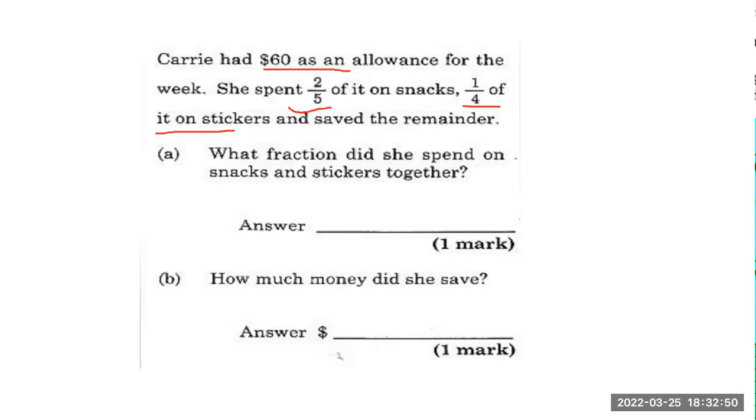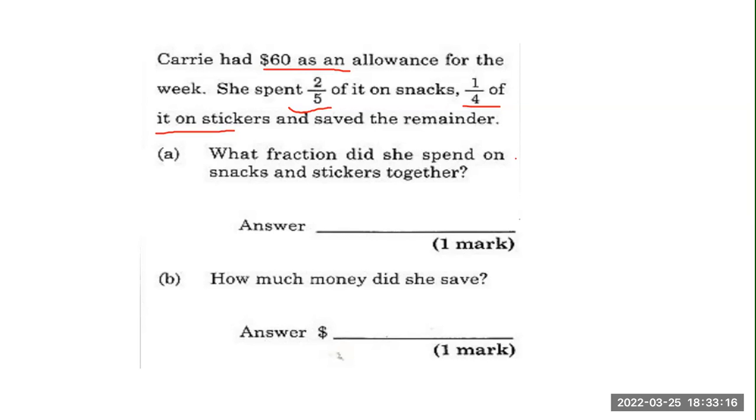Right? 20 out of 20 would have represented the entirety or the whole of this month. Right? So if she spent 13 out of 20, she would have saved 7 out of 20 as a fraction. Now the question did not ask for the fraction that she saved. It asked how much money did she save.